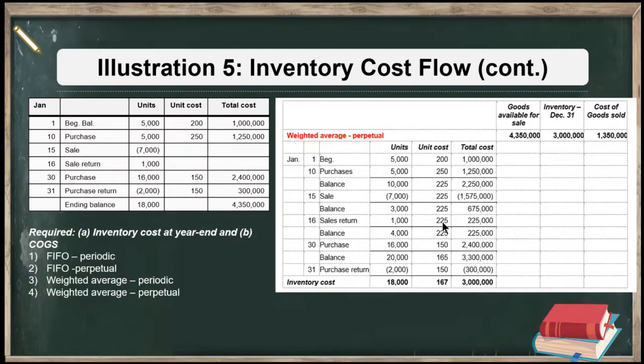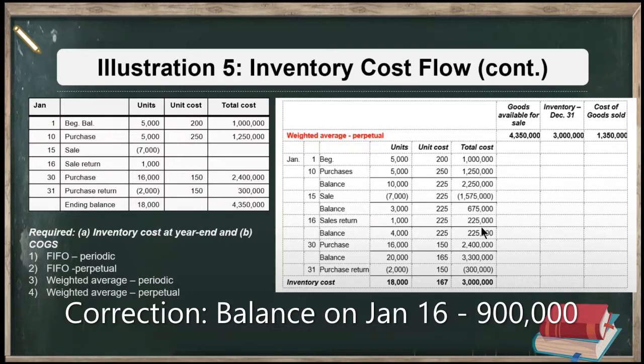So that would be 1,000 times 225, that's 225,000. Since this is a sales return, our customer returned the inventory to us, so the inventory is added back and the units are added. So our balance at the end of January 16 is, sorry, this isn't 225. This is 675,000 plus 225,000, so this is 900,000. Okay, correction. And then 900,000 plus 2,400,000 would be 3,300,000.